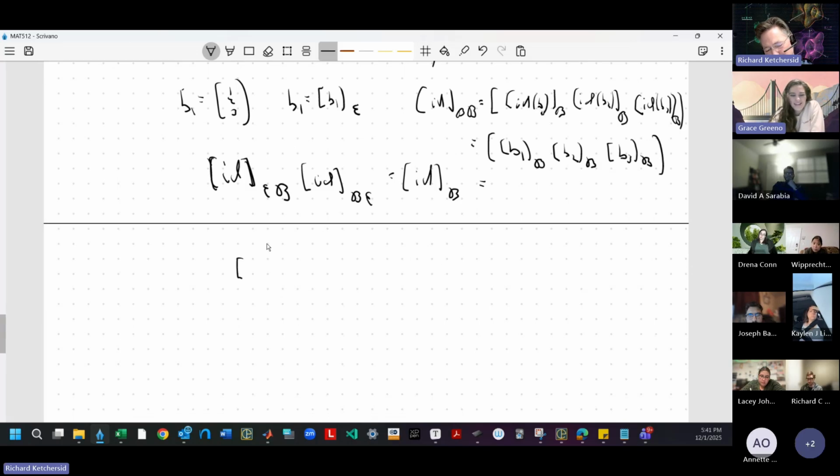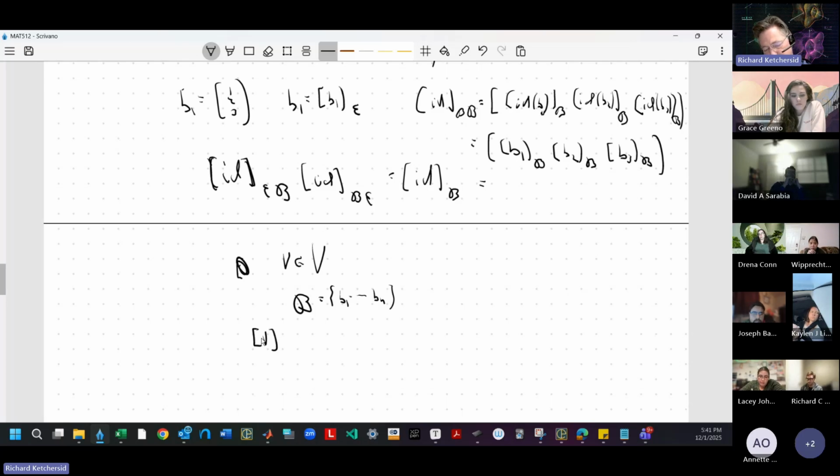So again, just real quickly, going back to the general case, we've got a vector v in V. We've got a basis for V. In general, I've got B1 through whatever Bn. It's a basis for V.